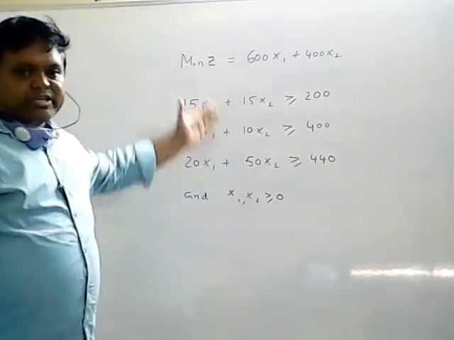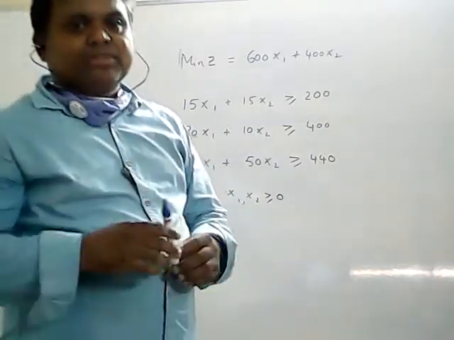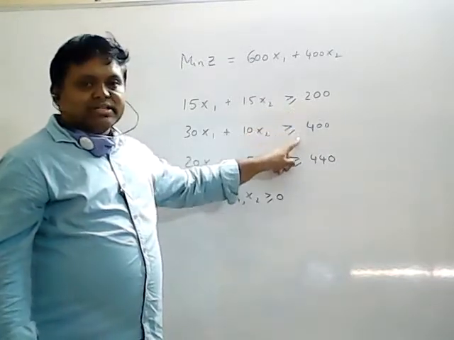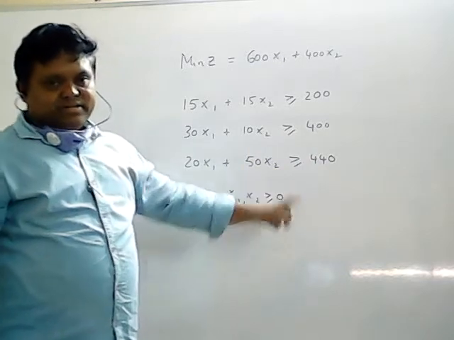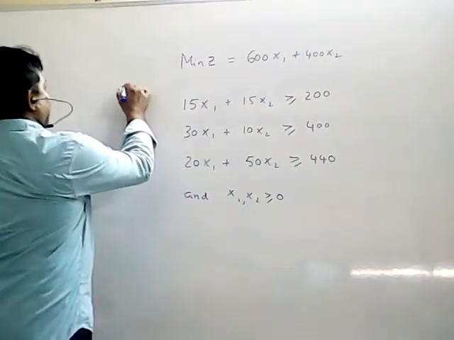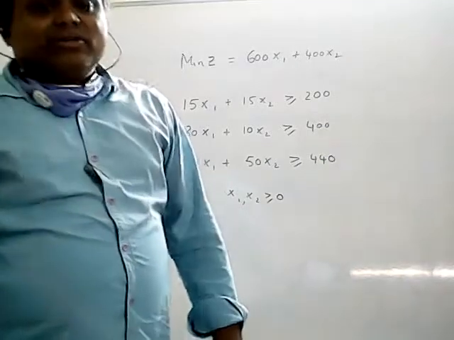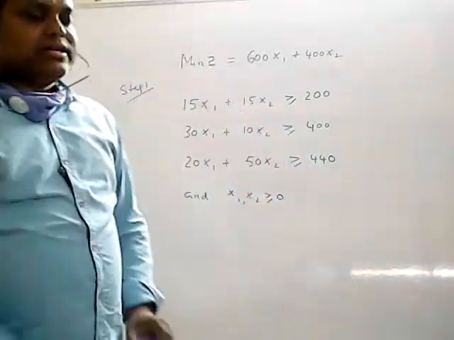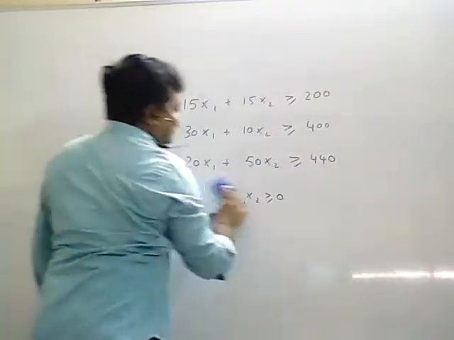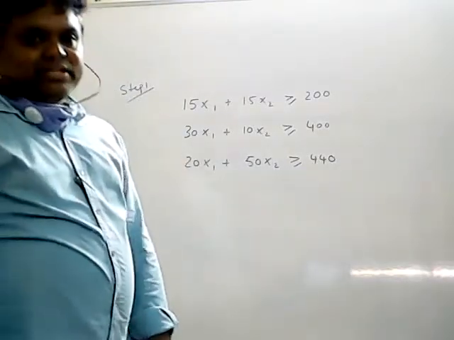How many steps are there in the graphical method? 6 steps are there. What is step number 1? Convert all the inequalities into equalities; these inequality constraints should be considered as equality type constraints. Shall we start the solution? Solution, step number 1: convert all the inequality constraints into equality constraints.